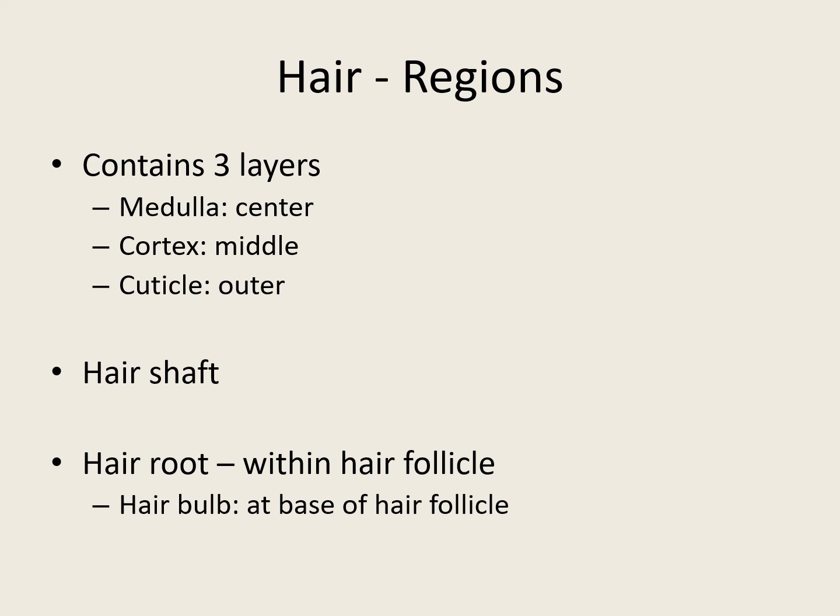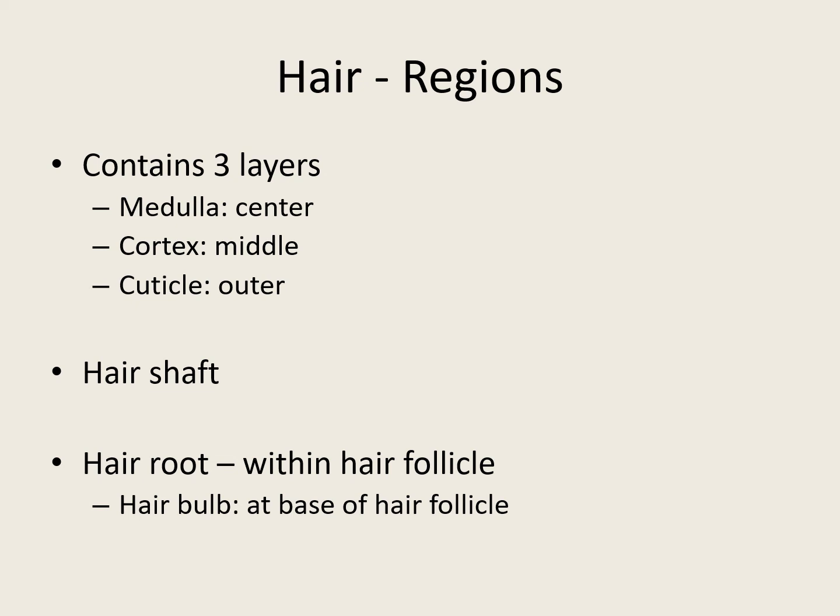With the hair, there's 3 different layers: the medulla, the cortex, and the cuticle. The medulla is in the centermost portion, the cortex is in the middle, and the cuticle is on the outer layer. Keep those terms in the back of your mind because you're going to see them again later and later and later, multiple times. Whenever you see medulla, that's going to be more in the center, and the cortex is going to be outside of that. You have the hair shaft and the hair root.